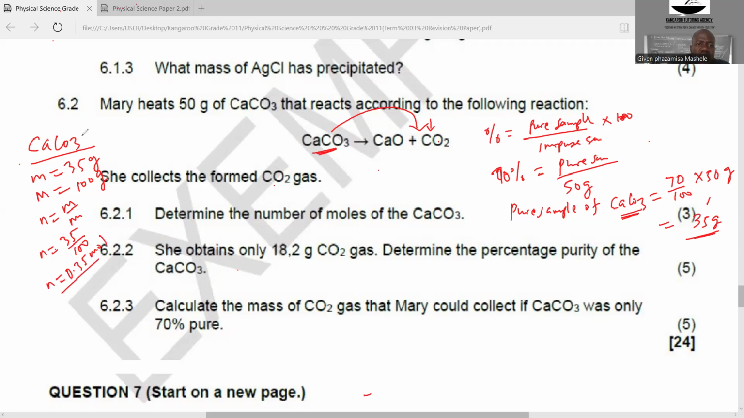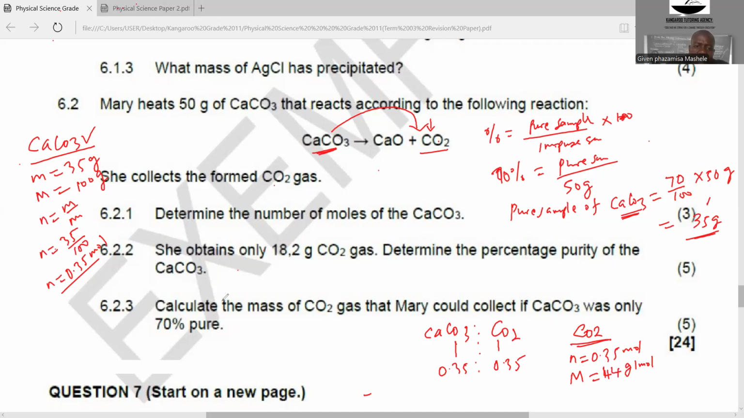But since we don't want calcium carbonate, we want carbon dioxide, so we are comparing calcium carbonate and carbon dioxide with the ratio of 1:1. I hope you are following now. So now we know this has 0.35. Since it's 1:1, it means this one will also be 0.35 in terms of mole. Now we know the information for carbon dioxide: the number of mole is 0.35 mole. Then we can know the molar mass. Molar mass is 44 grams per mole. Remember, it's 12 plus 2 times 16, which is 44.